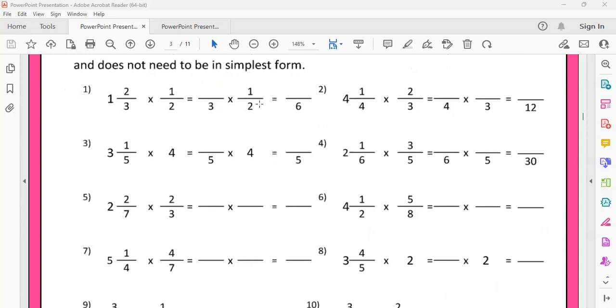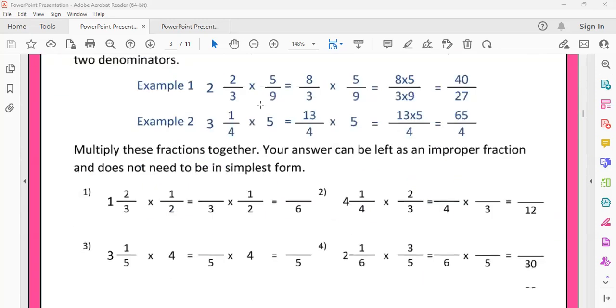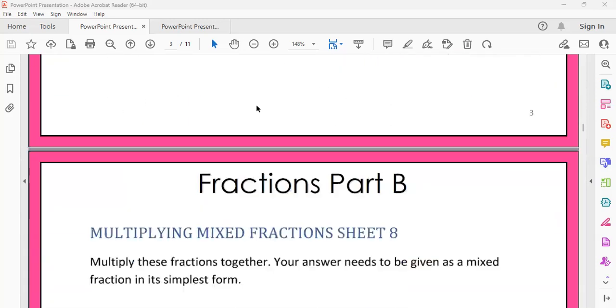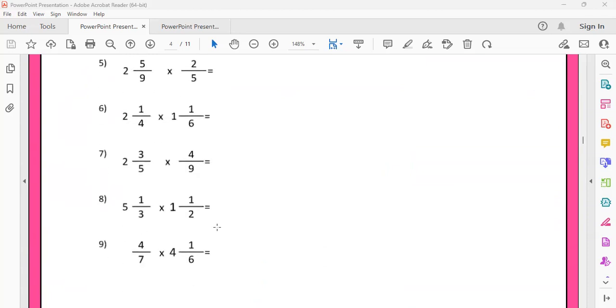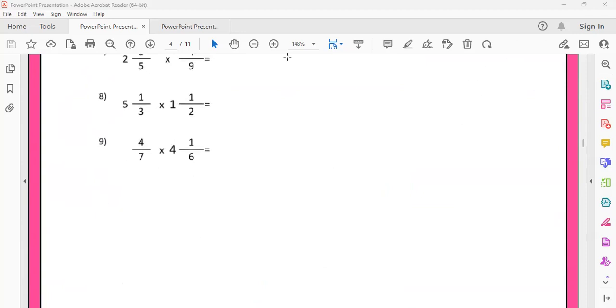You are going to do page 1, page 2, page 3, and page 4. Page 4, look, it's multiplication. It's all mixed numbers. Multiply it. Got it? Okay, so with that, I'm going to stop recording.